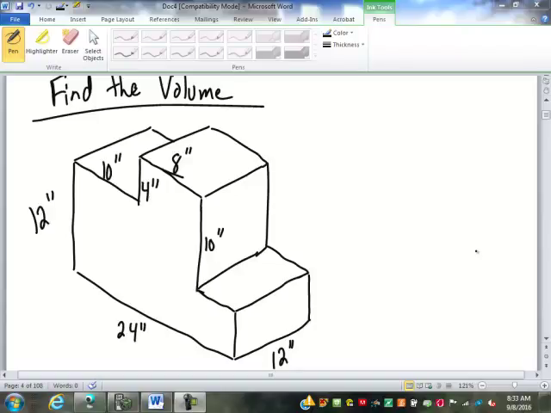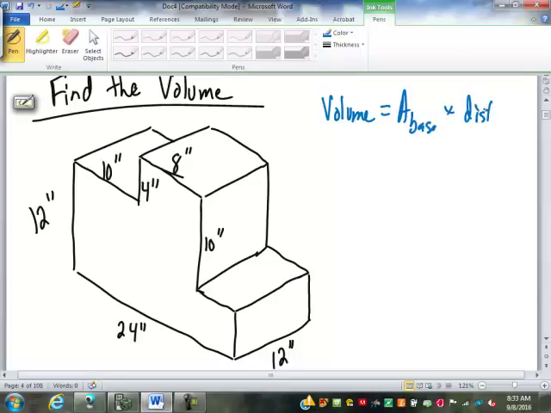Okay, so to find the volume of something like this, remember that volume is equal to the area of a base times the distance. If it's a box, of course, the area of the base is just length times width, and then the distance is the height. So length times width times height is our standard formula for a box.